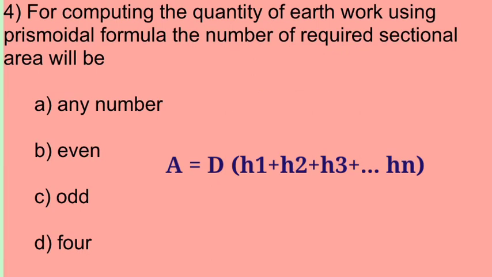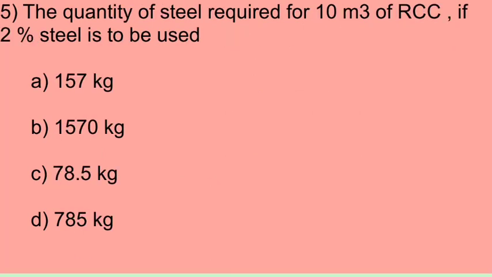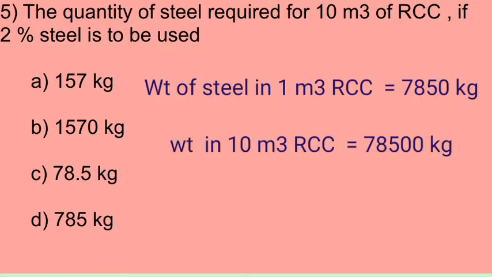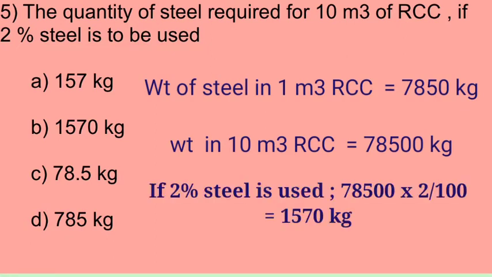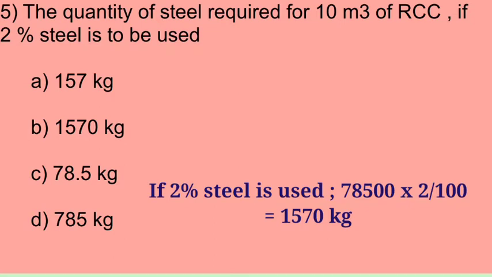Next question. The quantity of steel required for 10 meter cube of RCC if 2% steel is to be used is. Here asking 10 meter cube of RCC. For 1 meter cube, we have 7,850. For 10 meter cube, it will be into 10. So, 78,500. Here asking if 2% steel to be used. So, 78,500 into 2 by 100, which is equal to 1,570. Option B is the answer.